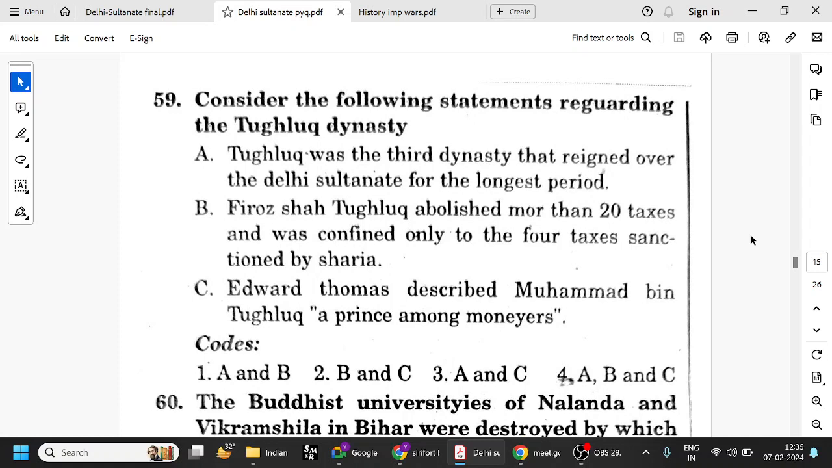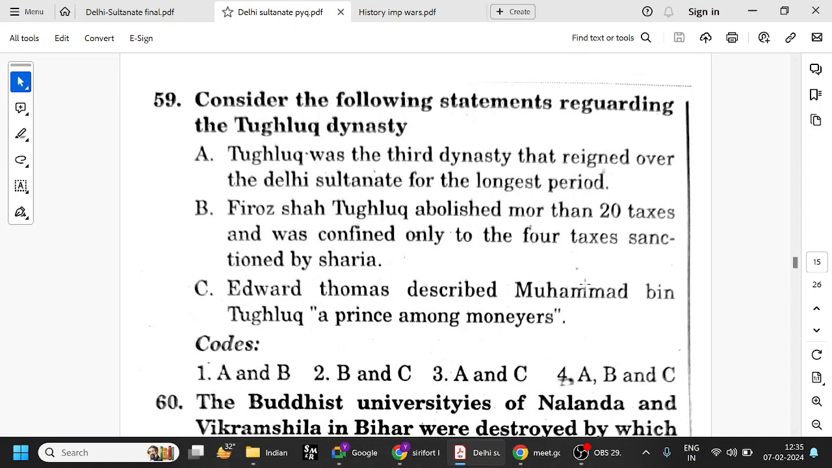Regarding the Tughlaq dynasty, Tughlaq was the third dynasty that reigned over the Delhi Sultanate. First is the Slave or Mamluk dynasty, followed by the Khilji dynasty, followed by the Tughlaq dynasty. Firoz Shah Tughlaq abolished more than 20 taxes and confined himself only to four taxes sanctioned by Sharia. He imposed jizya on non-Muslims and also on Brahmins, and also imposed an irrigation tax. All the other taxes he removed, and he was religiously non-tolerant.